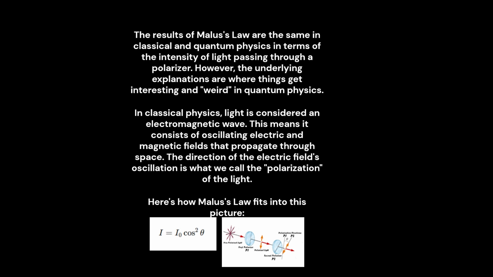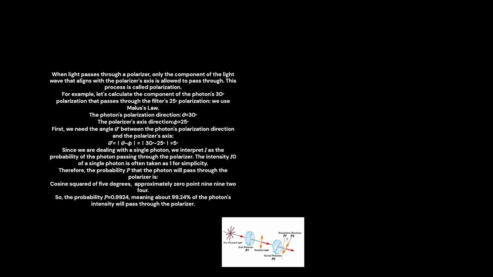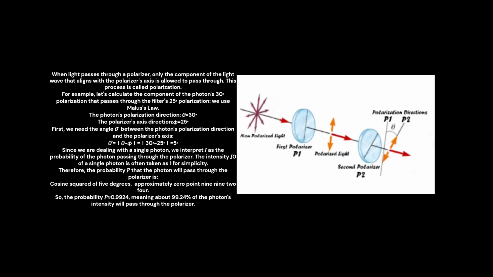In classical physics, light is considered an electromagnetic wave. This means it consists of oscillating electric and magnetic fields that propagate through space. The direction of the electric field's oscillation is what we call the polarization of the light. Here's how Malus's law fits into this picture. When light passes through a polarizer, only the component of the light wave that aligns with the polarizer's axis is allowed to pass through. This process is called polarization.